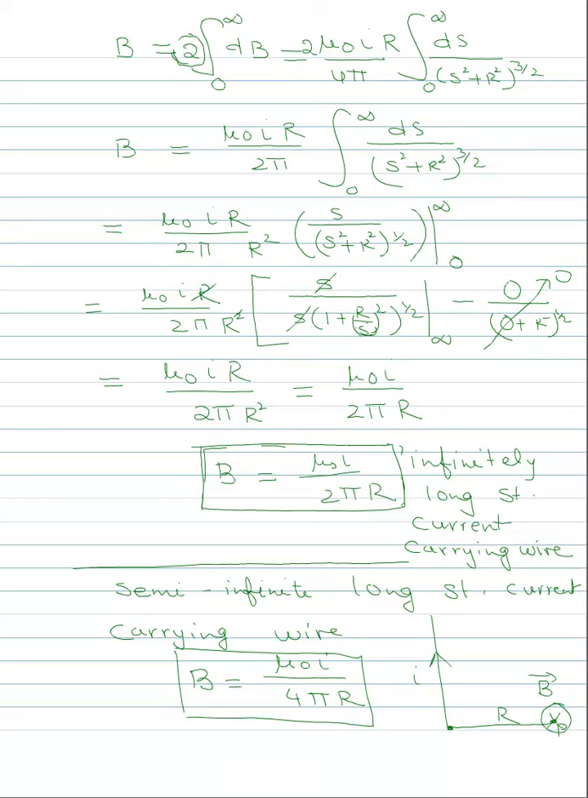All right, so let's now look at another example. This example problem will be for magnetic field due to a current in a circular arc of wire.